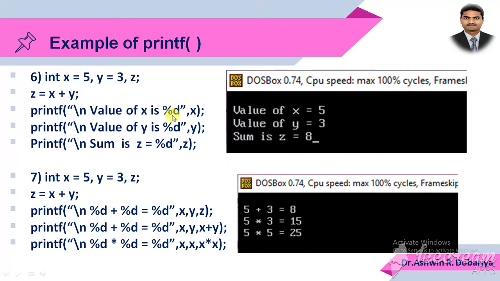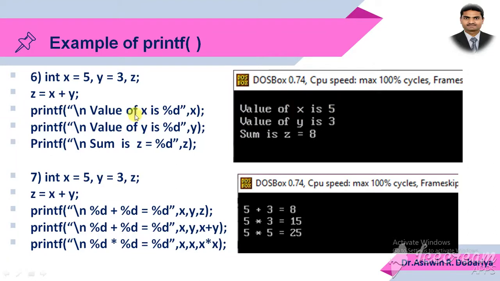So here we have to use a format specifier. Now remember, whenever we want to display the value of any variable, we use a format specifier according to the type of that variable. So the string "value of x is" is displayed as it is. Now instead of the format specifier %d, it displays the value of the x variable. So value of x is 5.